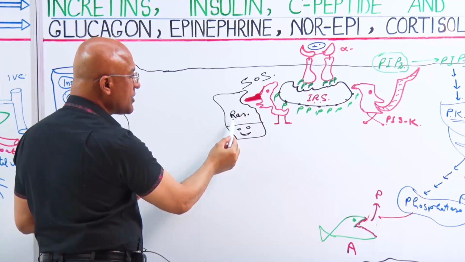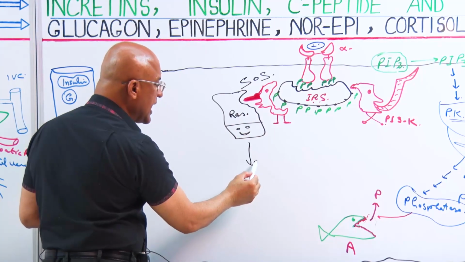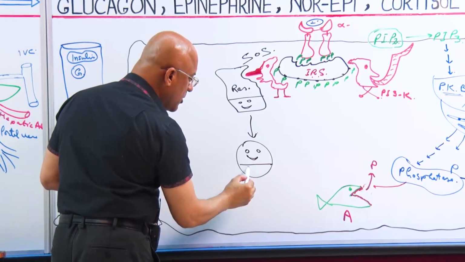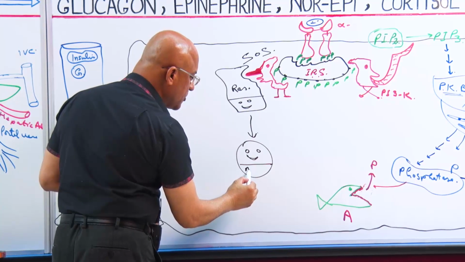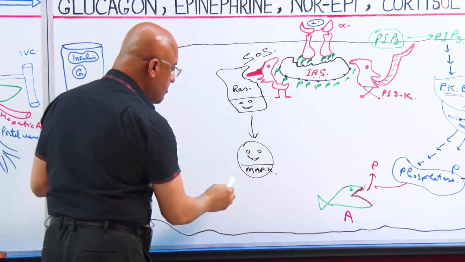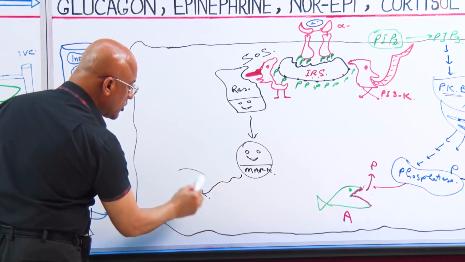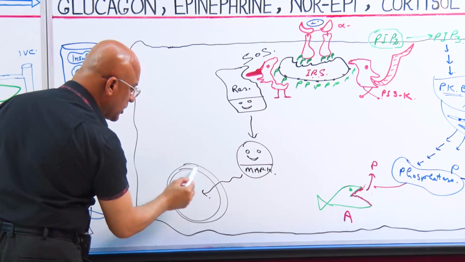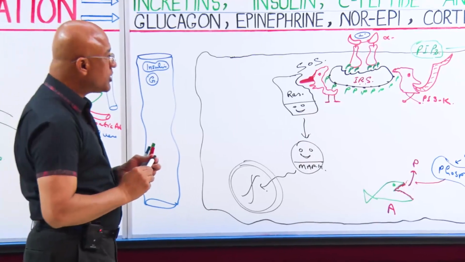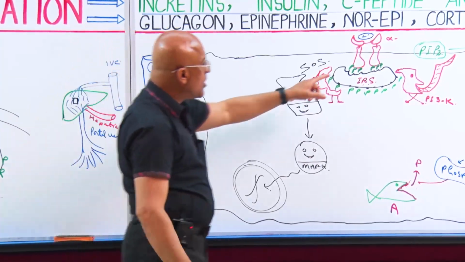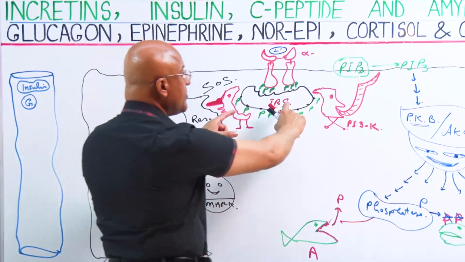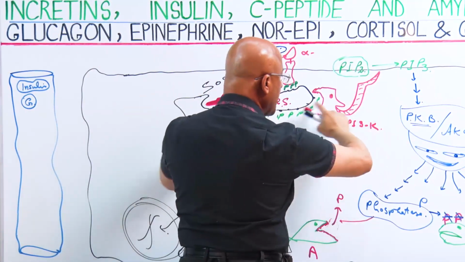Sons of Sevenless act with RAS protein, and RAS protein acts with a special type of enzymes called MAP kinases. MAP kinases give signal to the nucleus and to the genetic system. So it means that once the IRS is phosphorylated, it can lead to two pathways.